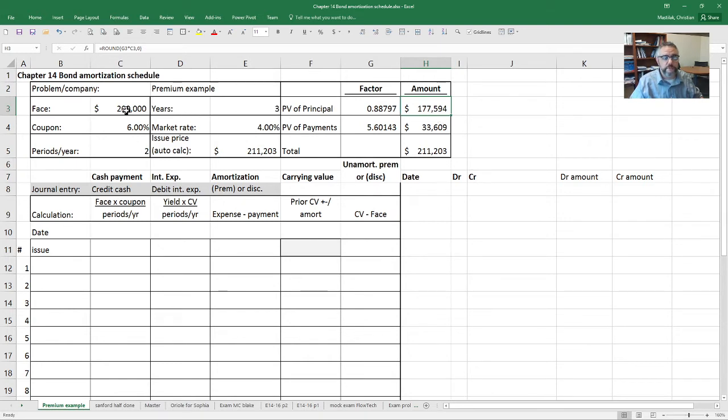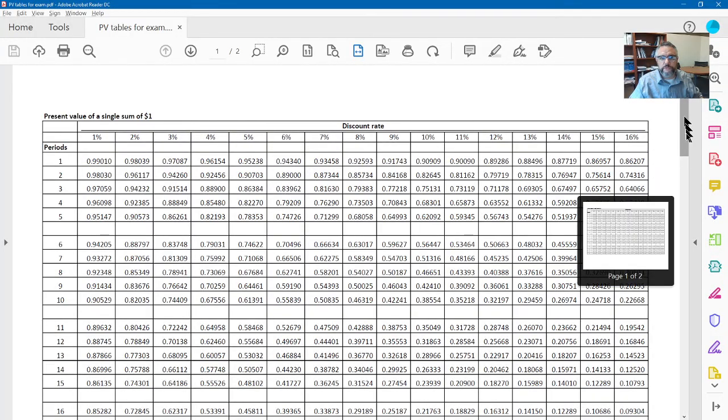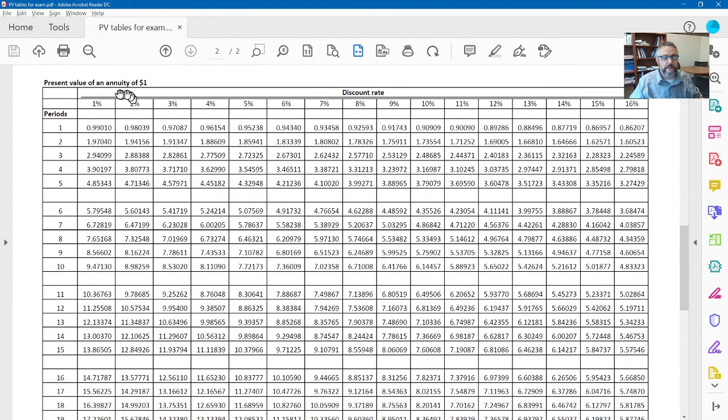Now take our interest payments. Our payments are going to be $200,000 times 6% divided by 2, or $200,000 times 3%, and that becomes a $6,000 payment. We're going to take our present value of an annuity table. Again, the market rate is 4%. Cut that in half to make it 2%. We have a 3-year bond. Multiply that by 2 to make 6 periods.